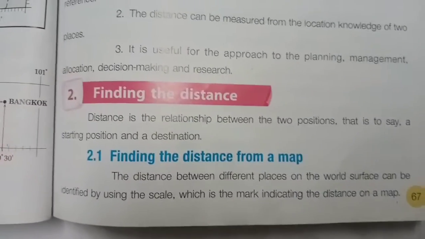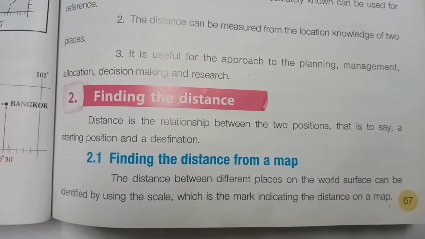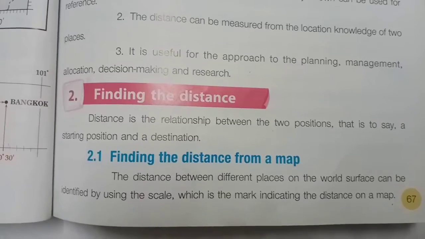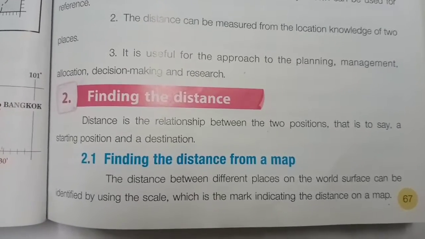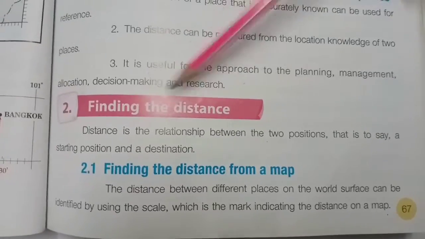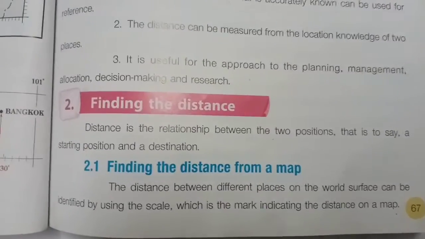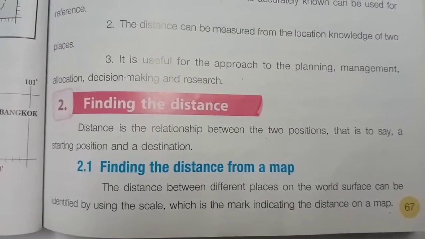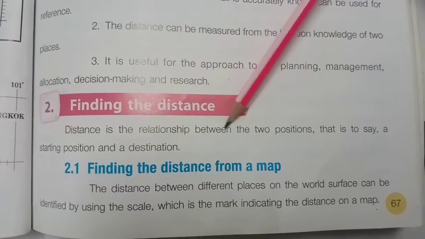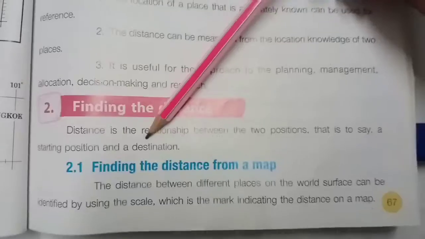That's what I taught before, for Matayom class, on how to calculate how many kilometers, and how long the drive is going to be to go there. But this one, we're just going to find it using your ruler. Very exciting, right? So we are going to have two positions, that is to say a starting position and a destination.